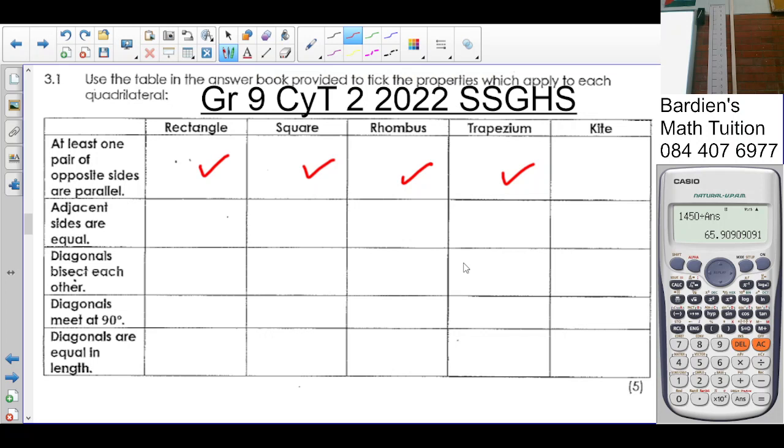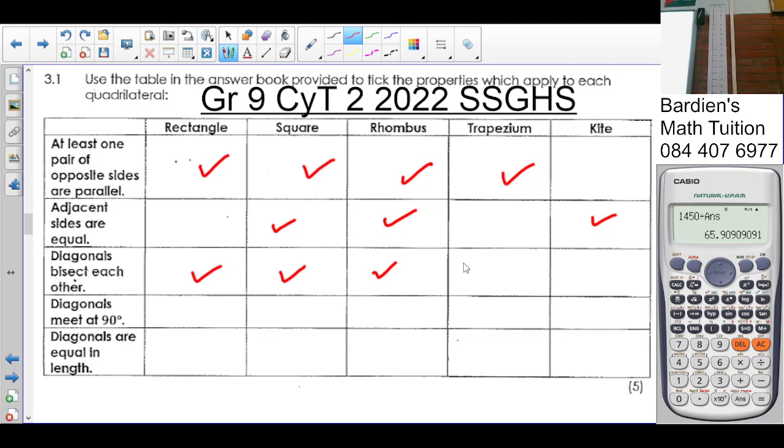Right, adjacent sides are equal. The adjacent sides in the rectangle are not equal. In the square, yes. In a rhombus, yes. A kite, yes. Then we are told the diagonals bisect each other. Rectangle, square, rhombus. Not a kite, because in a kite, one diagonal bisects the other. So it can't be a kite.